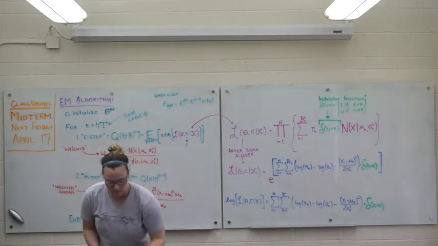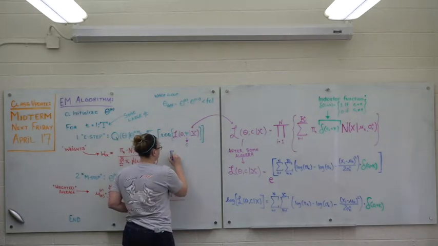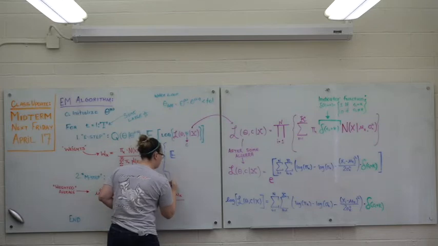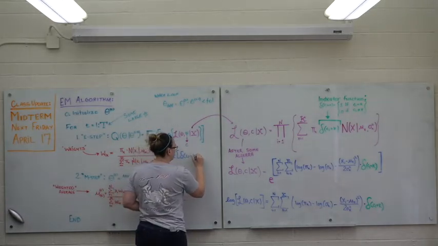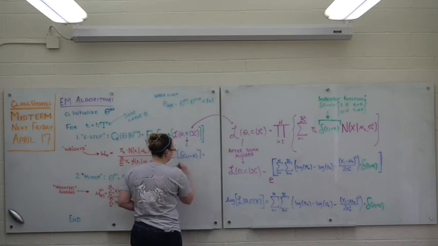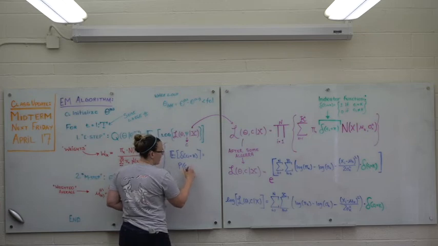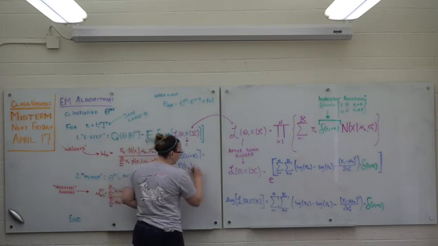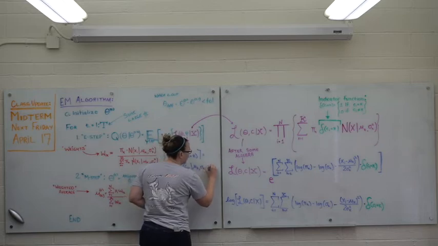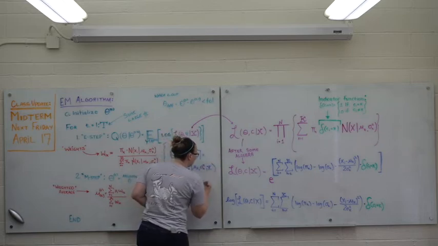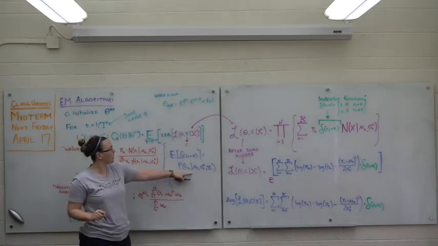So the expectation of our indicator function is simply the probability we observe that community assignment in that cluster given our mu k's and our sigma k's and our data. Okay? So expectation of indicator function is just the probability.